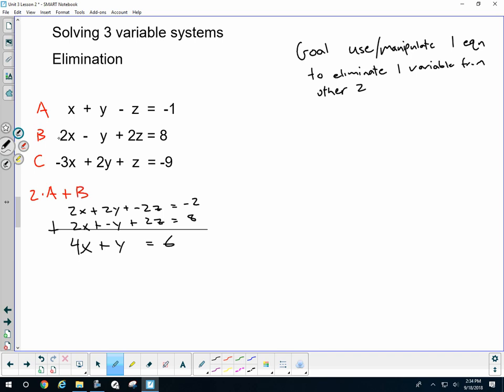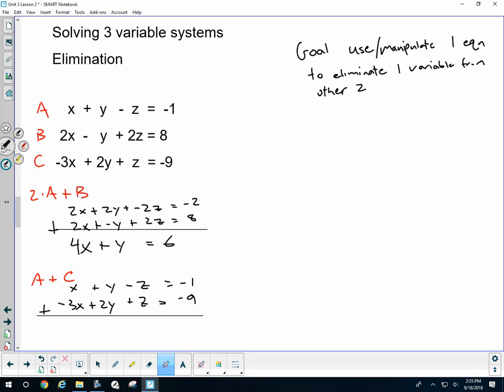Now, how can I eliminate z from C? Well, it's already negative z in A and positive z in C. If I add A and C together just as they are, without changing anything, they are set up so that something gets eliminated. I have x plus y minus z equals -1, and negative 3x plus 2y plus z is equal to -9. If I add these two equations together, we will have -2x plus 3y is equal to -10.